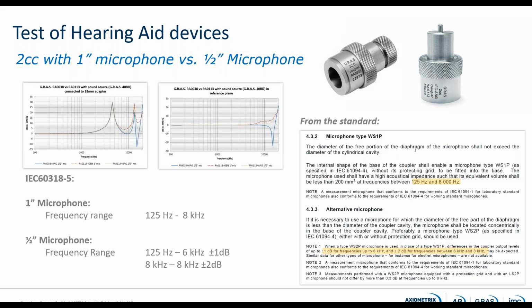This graph, the first graph, is made with the hearing aids mounted 18 millimeter from the reference plane, while the second graph is where we have measured directly on the reference plane without any modes or adapters. So you have a sound source directly on the reference plane.